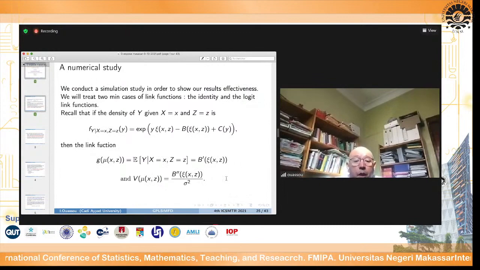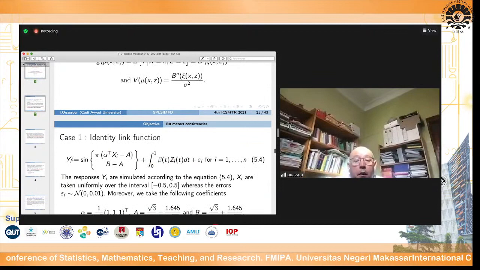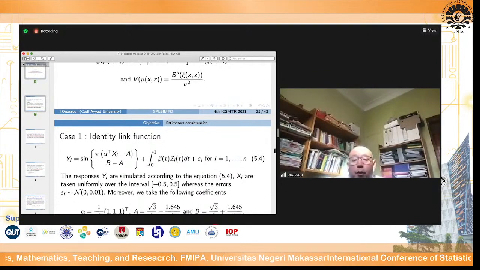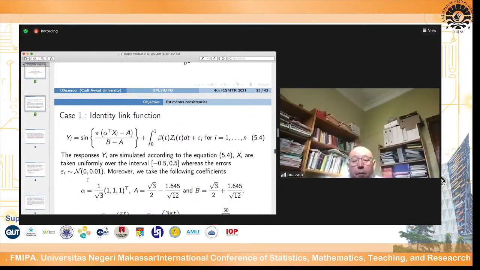Now, for the identity link function, we consider Y of the form (5.4). The responses are simulated according to the equation. X is taken uniformly on the interval minus 0.5 to 0.5, where the error epsilon has a normal distribution.